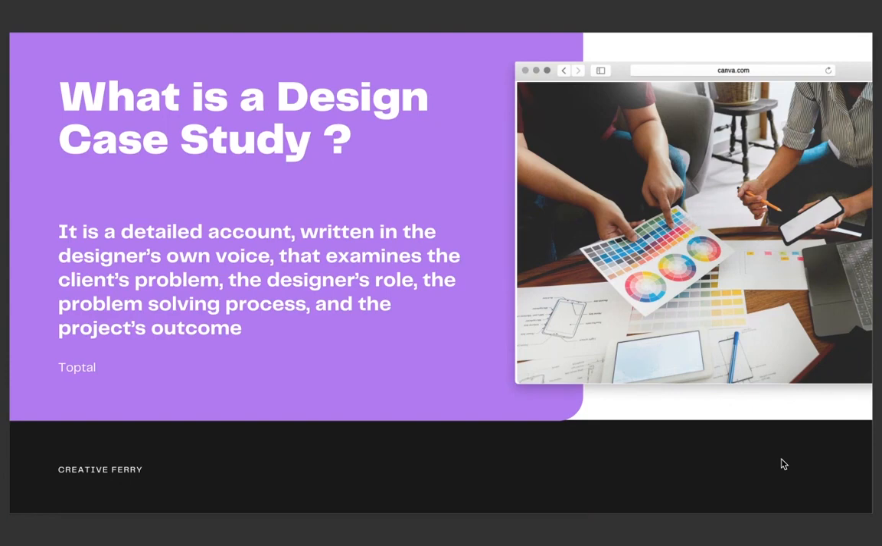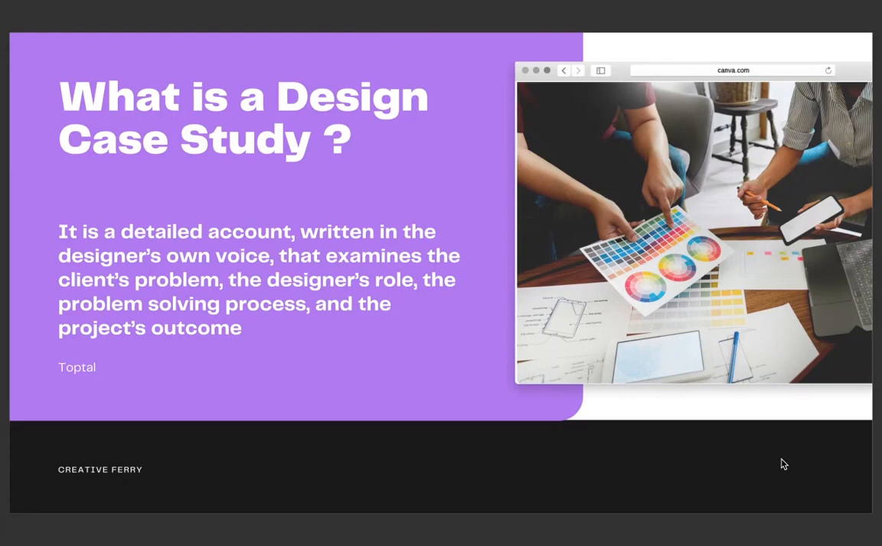All right, so what is a design case study? What is a design case study? I know some of you have dropped a lot of interesting things in the comment. I'll make sure I go through it and respond to them. So what is a design case study? Chop Tal has a very wonderful design blog, let me just put it like that.